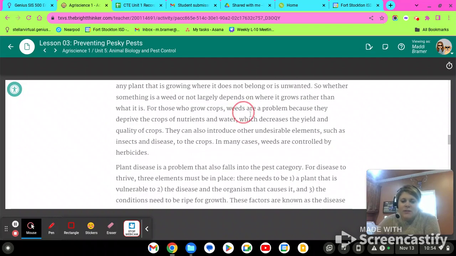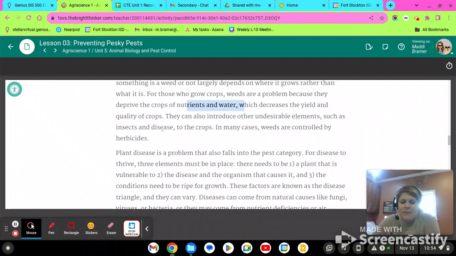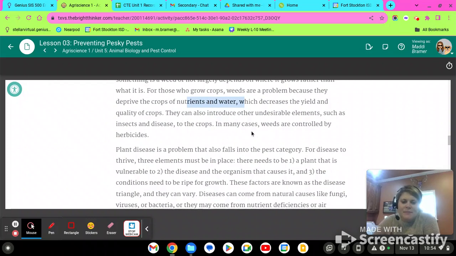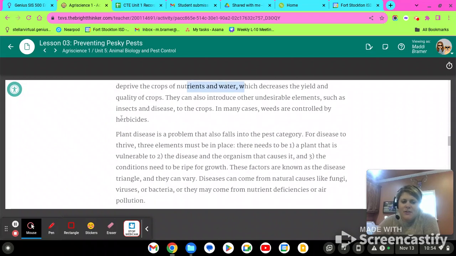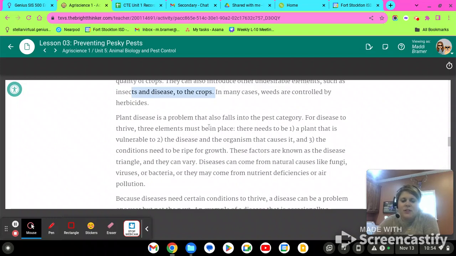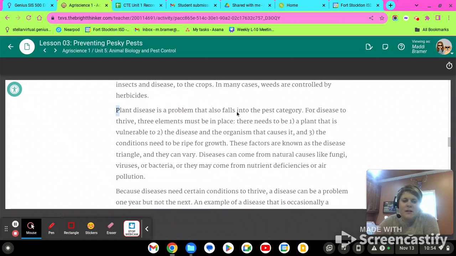For those who grow crops, weeds are a problem because they deprive the crops. They compete with the crops for nutrients and water. We want all the crops to get everything that they're supposed to. We don't want the weeds taking it away from them. Weeds can also introduce insects and disease to the crops. So weeds are usually controlled by herbicides.